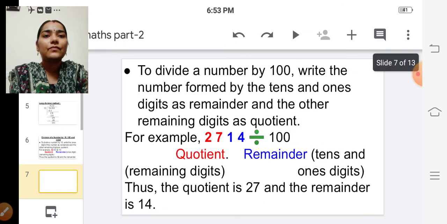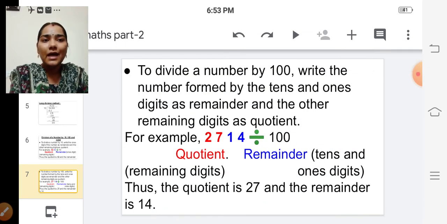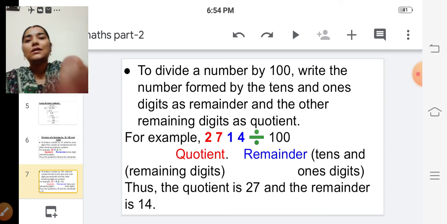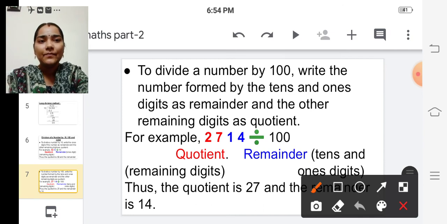So next one. To divide a number by 100, write the number formed by the tens and ones digits as remainder and the other remaining digits as quotient. So here 100. If the divisor is 100, we have 2 zeros, isn't it? So we consider 2 digits as remainder. What are the tens and ones digits? The number formed by the tens and ones digits is the remainder and the remaining digits will be the quotient.